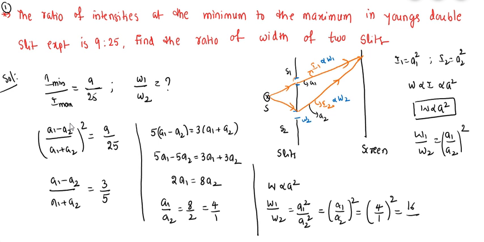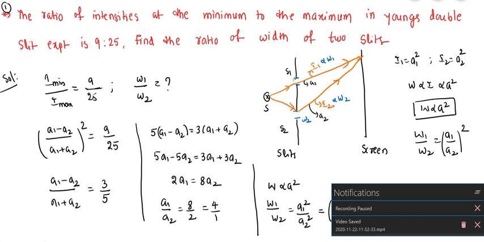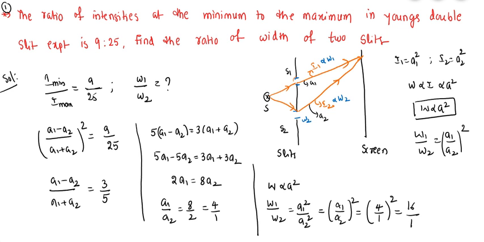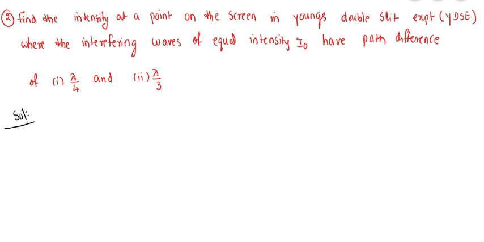Solution is 6 by 1. This is the ratio of width of two slits. Let us go for one more problem. You take screenshot, I am going to erase.